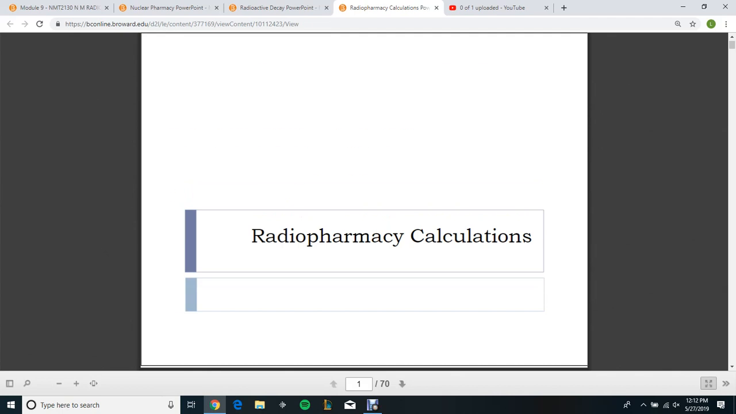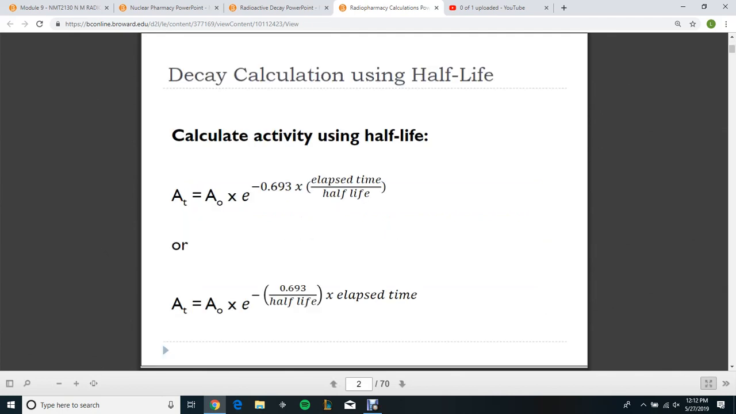Radiopharmacy Calculations. Decay calculation using a half-life. Calculate activity using a half-life.